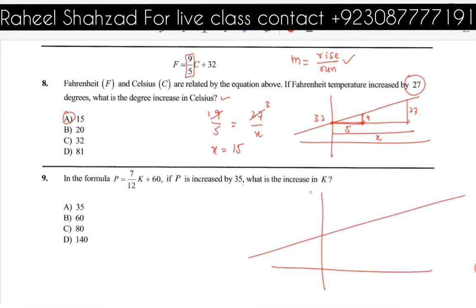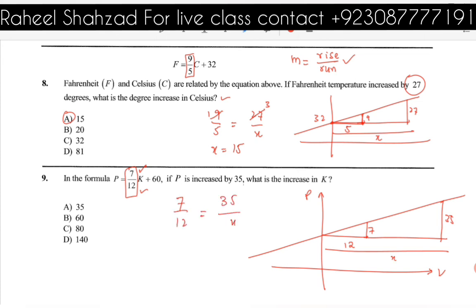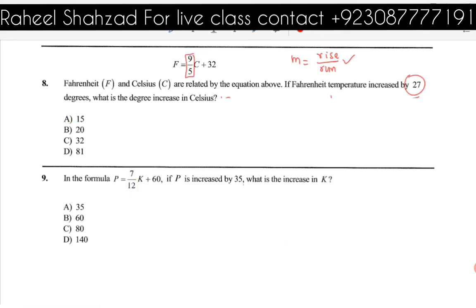Suppose this is again, this is p and k. If p increased by 35, again that is 7 by 12. You need to remember that the gradient is always rise over run. So 7 is rise and 12 is run. So if rise is rather 35, what will be run? So again 7 by 12 must be equal to 35 by x. So 7 fives are 35, cross multiplication, 12 fives are 60. So 60 is the answer, B is the answer, right?